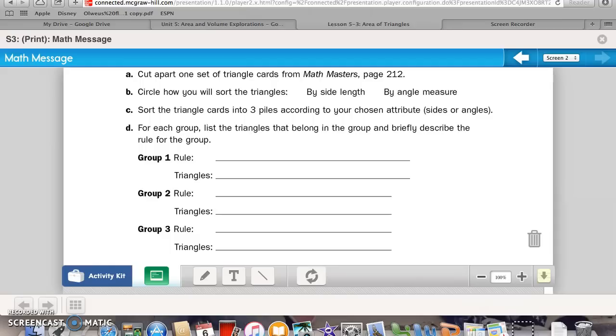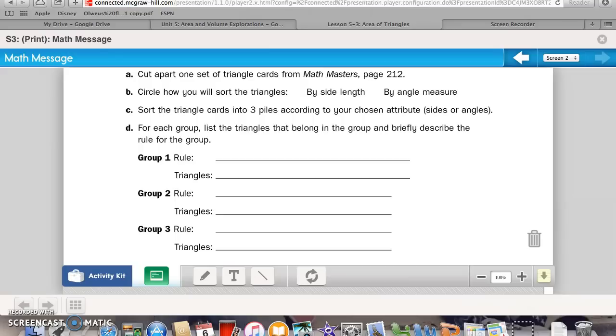So you have some options here. Do you want to sort them by side length, or do you want to sort them by angle measure? Doesn't matter which one you choose. Maybe you feel that you're stronger with one type of classification than the other. It's up to you. C says then you're going to sort the triangle cards into 3 piles according to your chosen attribute, sides or angles.